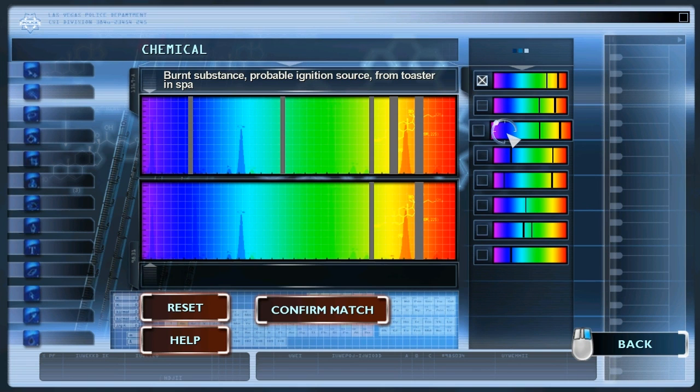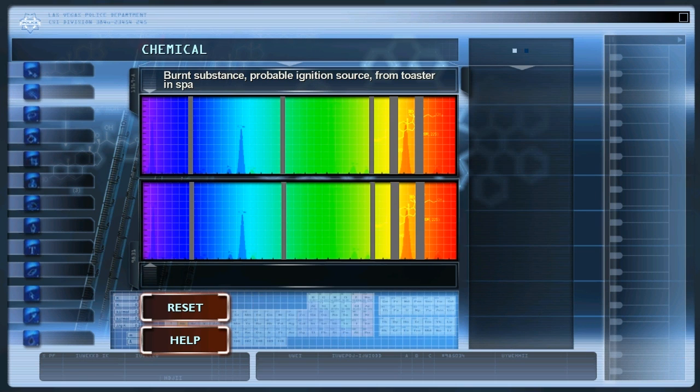This game is pretty simple, you just have to match up the lines. Pretty self-explanatory really.